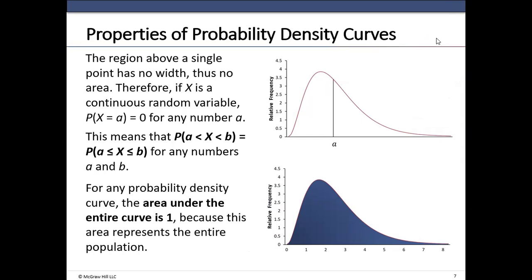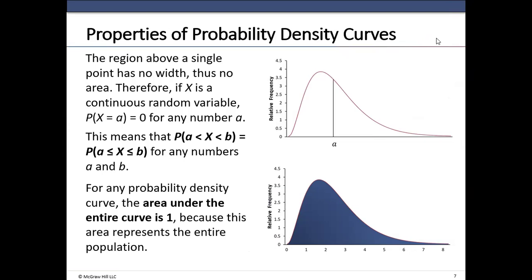Thus, it means that the probability of a less than x less than b is the same as a less than or equal to x less than or equal to b for any numbers a and b. In the first expression, the endpoints a and b are not included, whereas in the second expression, both a and b are included. These two probability values are equal because it does not matter whether you include the endpoints or not, because the probability exactly at those endpoints is 0. So whether or not you include the endpoints, it does not make any difference.